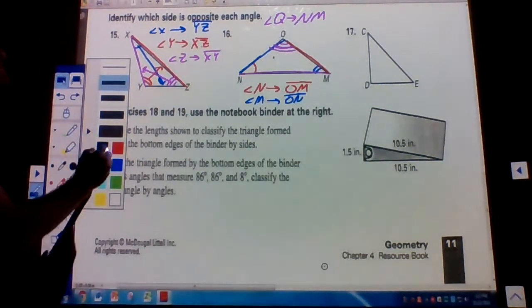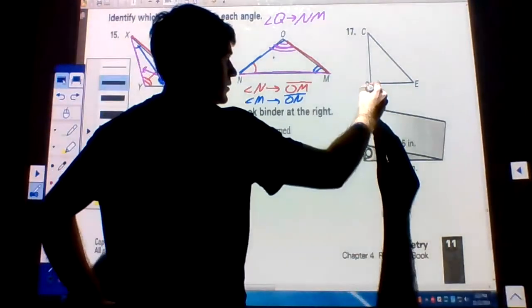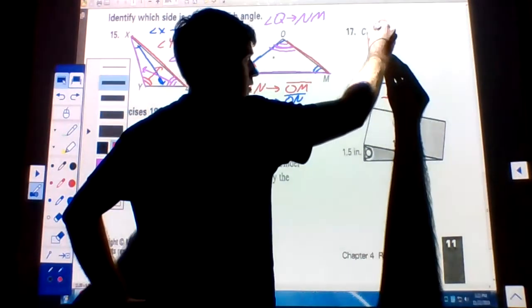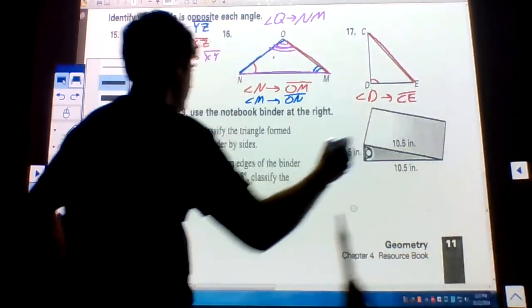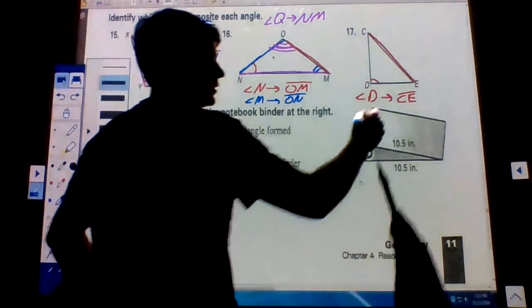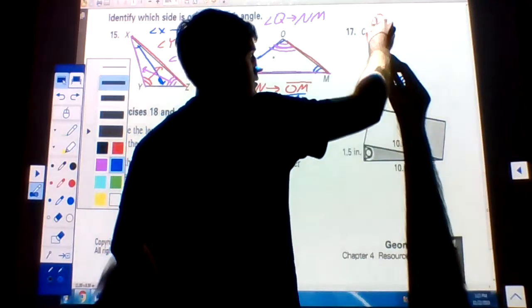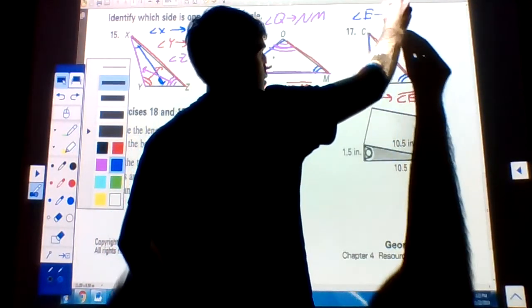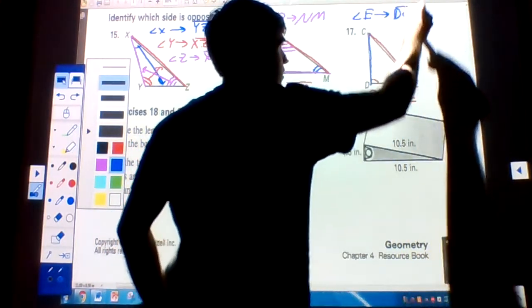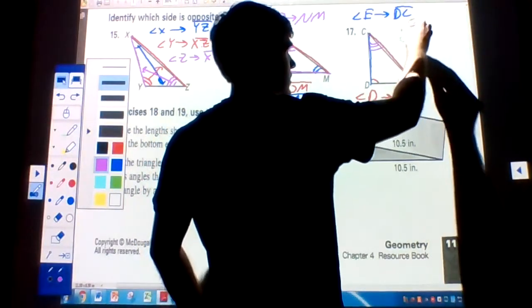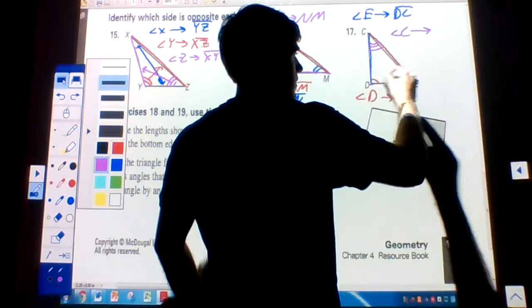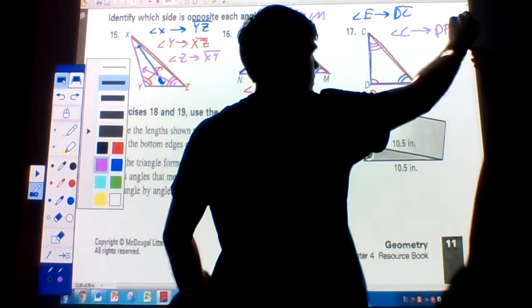Angle D, opposite angle D is going to be CE. Opposite angle E is going to be DC. And then opposite angle C is going to be side DB.